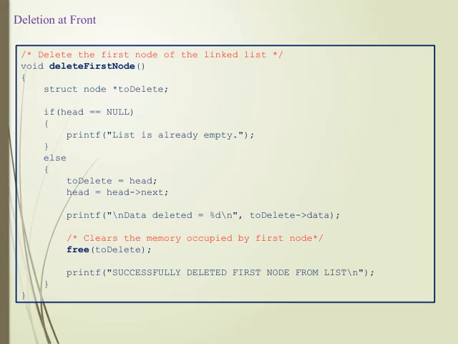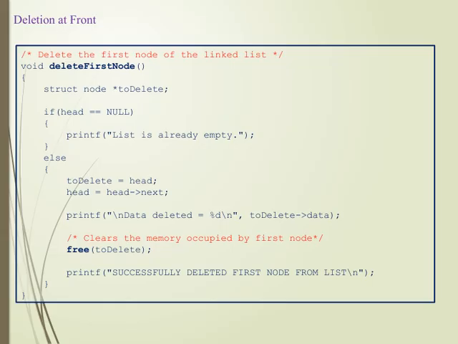Essentially, what we're doing here is removing the very first element in the list, which is often a common operation when managing linked lists. First, we declare a pointer called toDelete. This will help us keep track of the node we want to remove. Next, we check if the list is already empty by seeing if head is null. If it is, we simply print a message indicating that the list is empty, so there's nothing to delete.